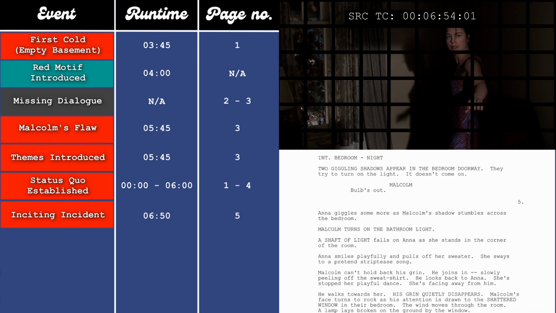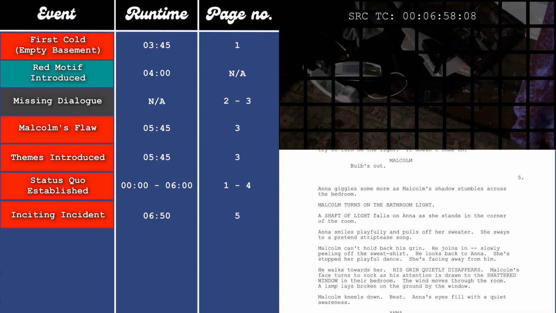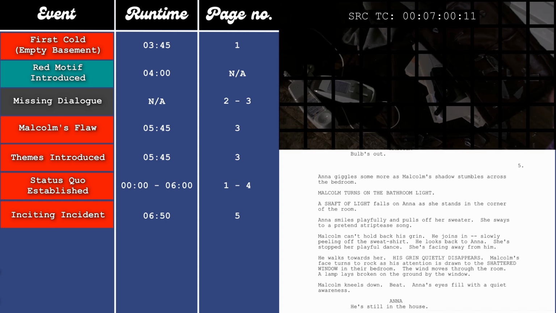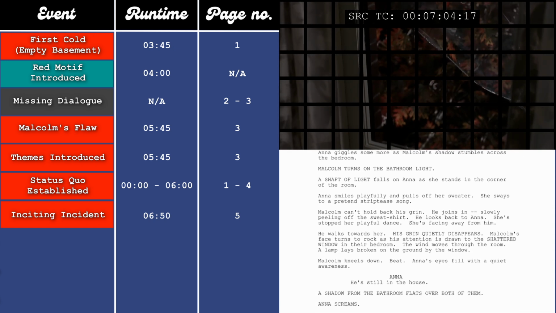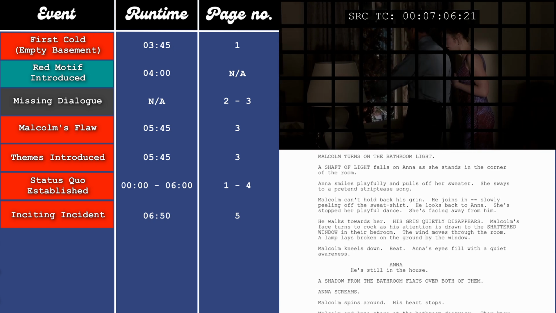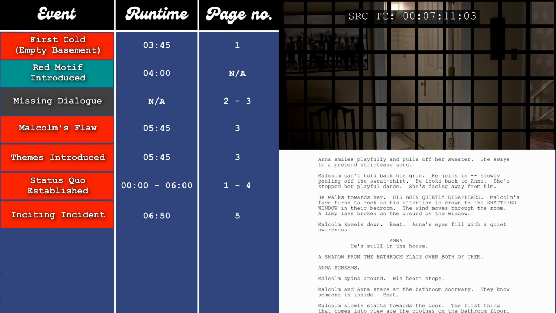wife. We then have the inciting incident at the 6-minute and 50-second mark, which is page 5 in the script, when Anna and Malcolm see the broken window and realise that someone is maybe in the house. Now, the inciting incident is when the plot comes into contact with the characters, so it's basically when the conflict is introduced into the story.